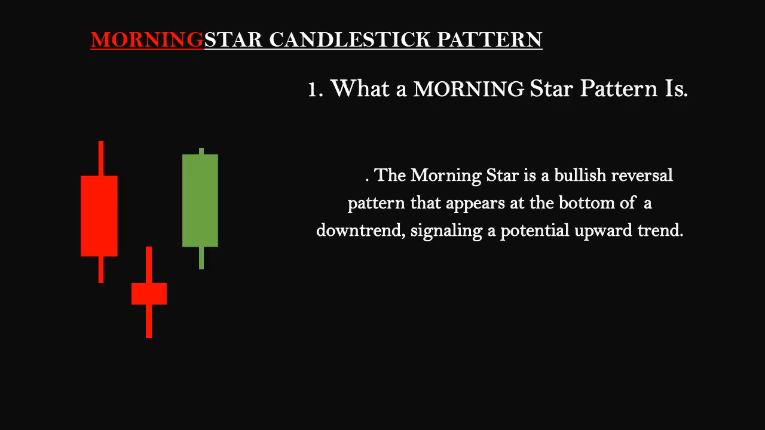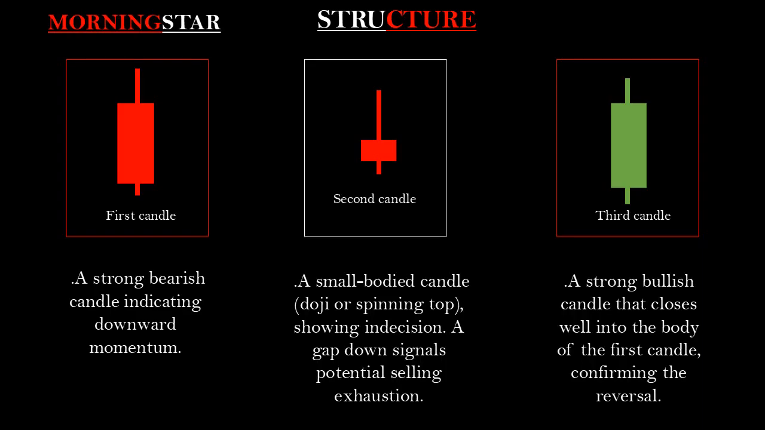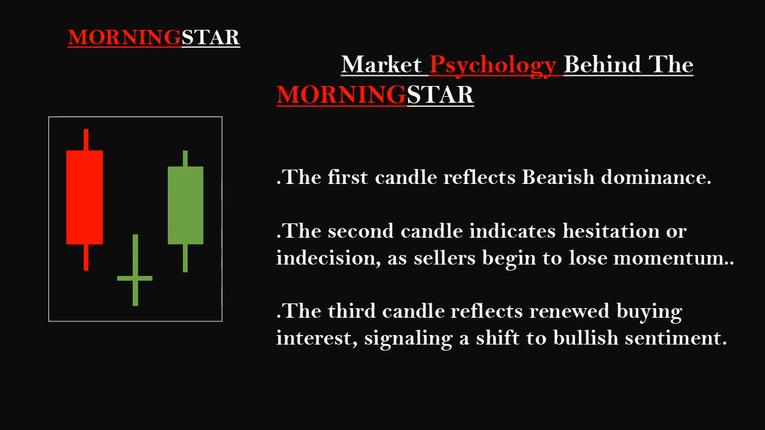The first candle is a strong bearish candle indicating downward momentum, followed by a second candle, which is a small-bodied candle that can either be a doji or spinning top candlestick, showing indecision in the market. A gap down signals potential selling exhaustion, and a third candle, which is a strong bullish candle, closes well into the body of the first candle, confirming the reversal.